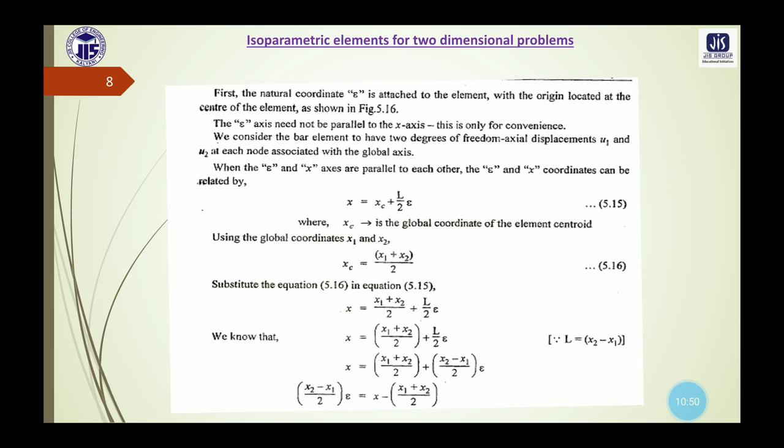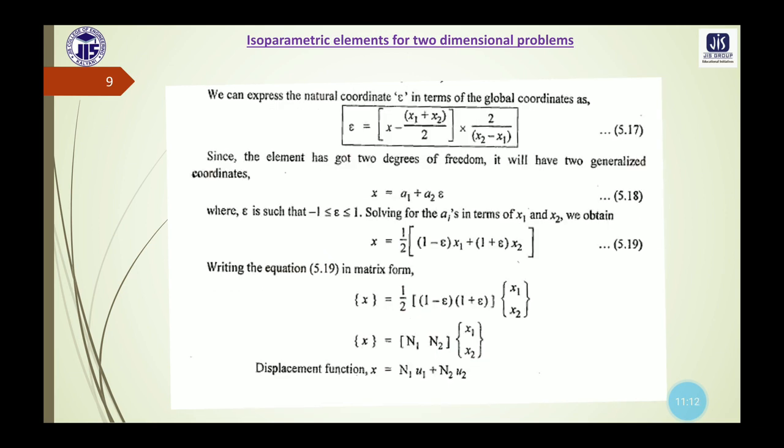So if we apply L equals x2 minus x1 in equation number 5.15, then after several steps we get x2 minus x1 by 2 into epsilon equals x minus x1 plus x2 by 2. So finally we can express the natural coordinate epsilon in terms of the global coordinates as epsilon equals x minus x1 plus x2 by 2 multiplied by 2 by x2 minus x1. It is equation number 5.17.